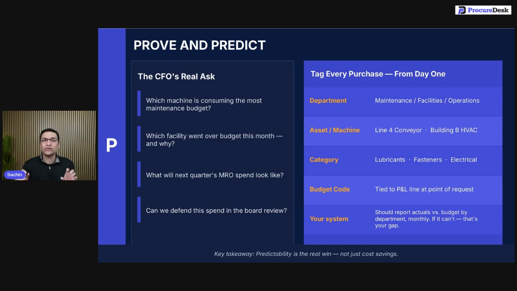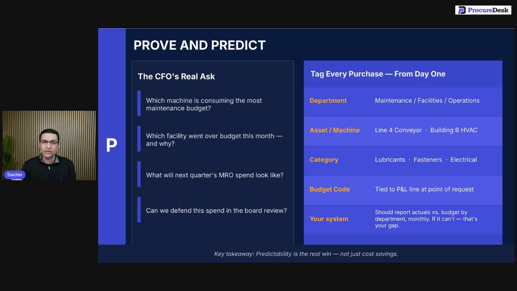So to get to this level where you can answer all these questions without digging through your spreadsheets or calling 10 people, the easiest way to do this from day one is, number one, when you're buying something, tag it to the right department. So in your purchase request process, make sure this happens. Number two, tag it to an asset or machine. Number three, tag it to a category. Like, what are we buying? Lubricant, fastener, electrical, whatever it is. Tag it to a budget so you know which budget is spent. And then that way you can report actual versus budget. So that is the fourth step of the process.